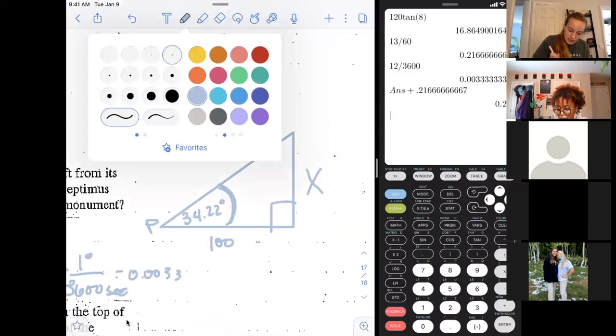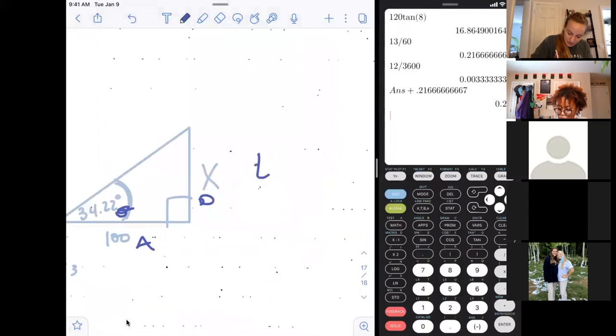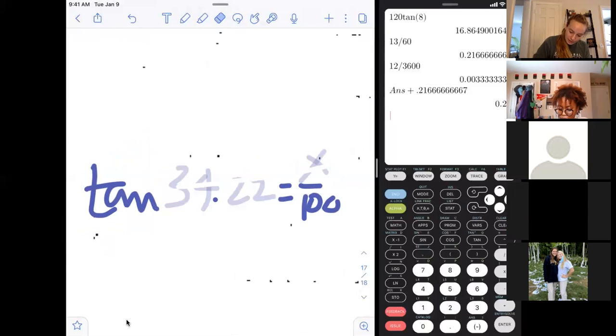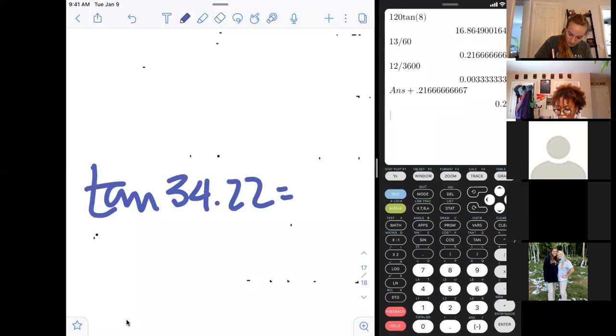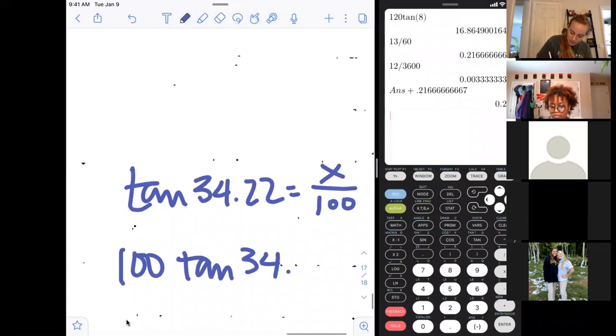Drew my picture. Let's label it to figure out which trig function I'm using. There's my theta. There's my opposite. There's my adjacent. Oh, nice. I'm going to do tangent of 34.22 equals x over 100. And this one's actually easy. Just multiply by 100 on both sides, plug into our calculator, and then we're done.